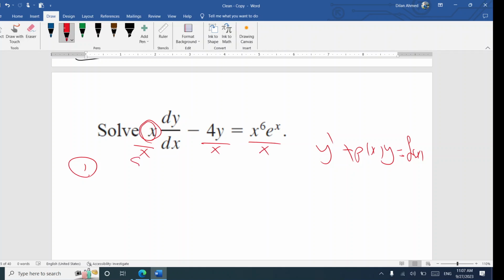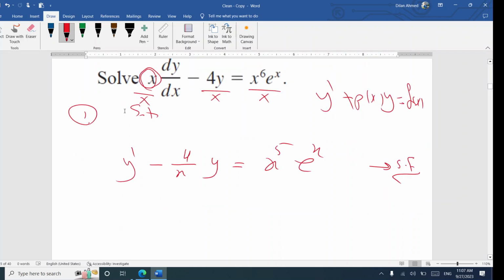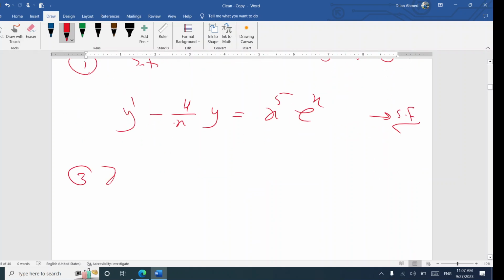And here's our standard form again. What is standard form? y prime minus 4 over x y equals x to power 5 e to power x. Am I right? This is the standard form. Do you agree with me or not? Good. So, where is the integral factor? E to power minus 4 over x dx.